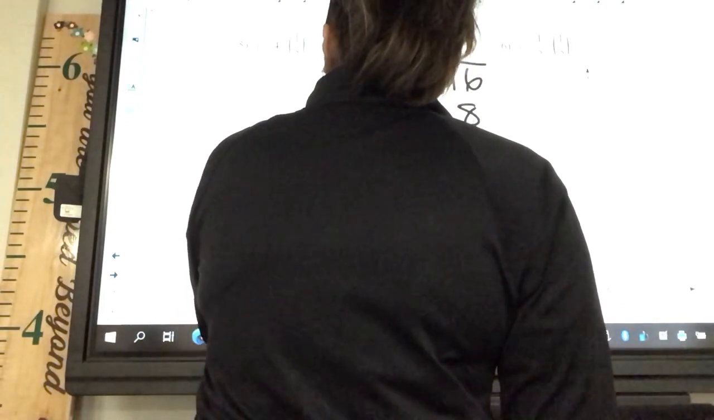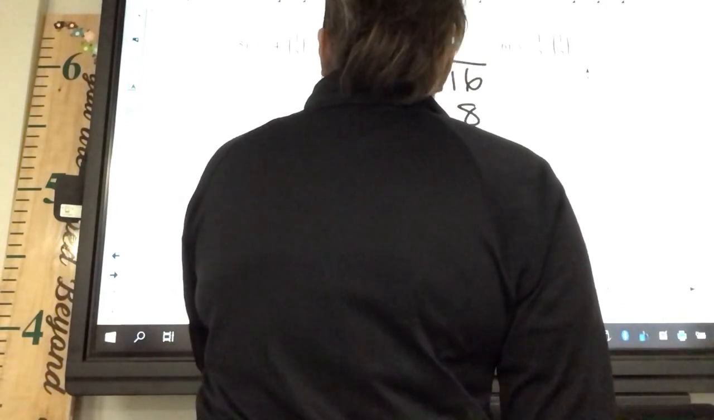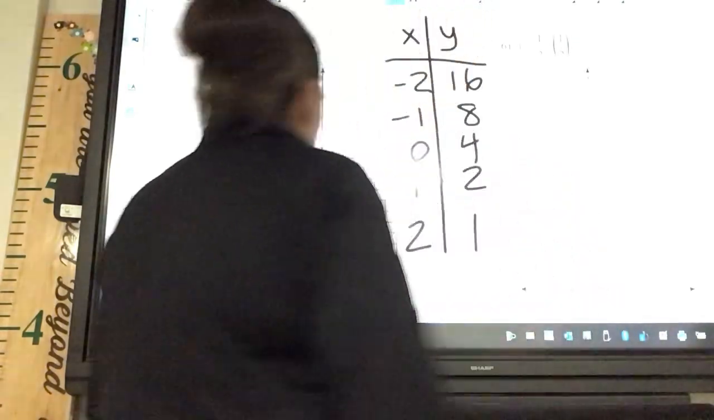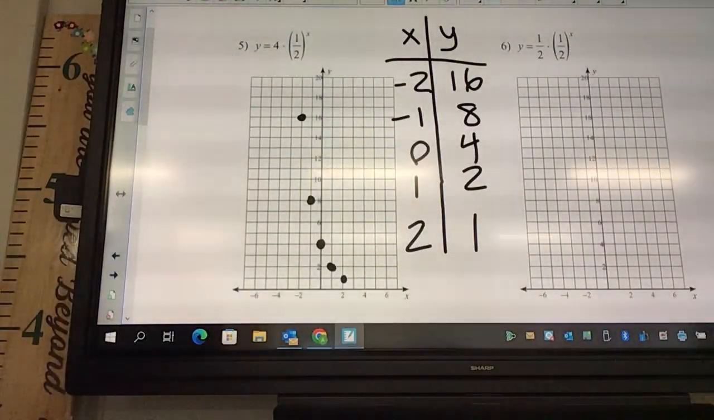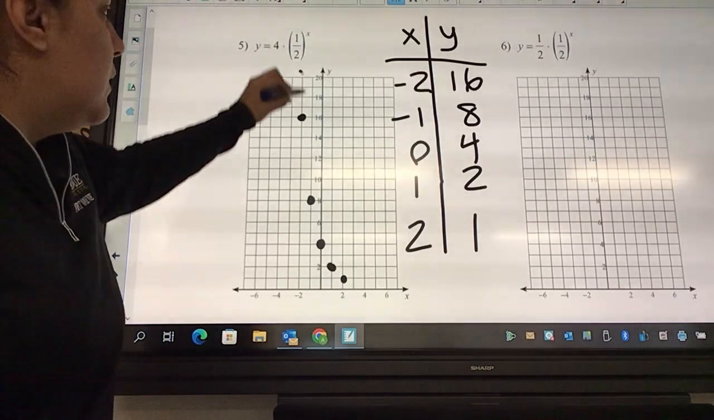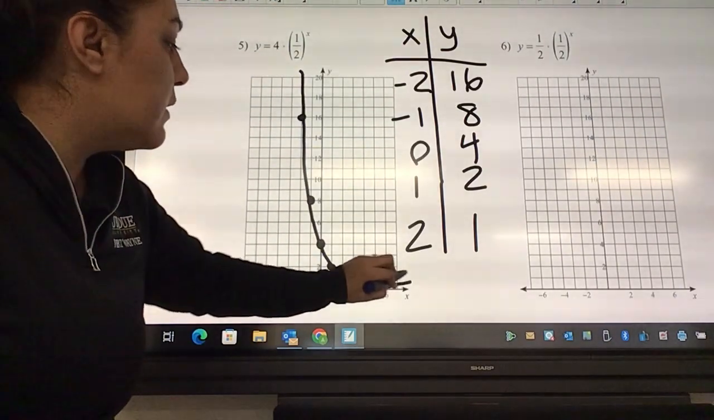Negative 1, 8, 0, 4, 1, 2, and then 2, 1. Okay, because those are all whole numbers, that one's not that bad to graph. It's when you've got a bunch of decimals and zeros that it does make it harder to graph. Okay, and then we're just going to connect our dots.